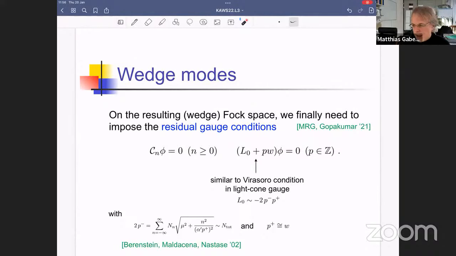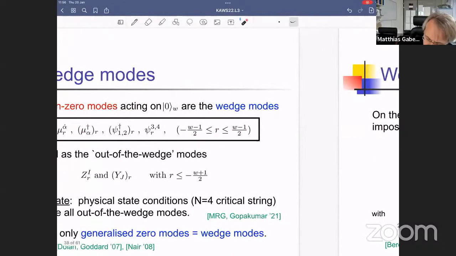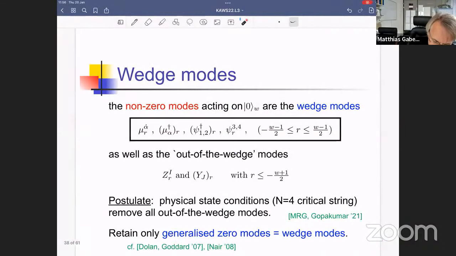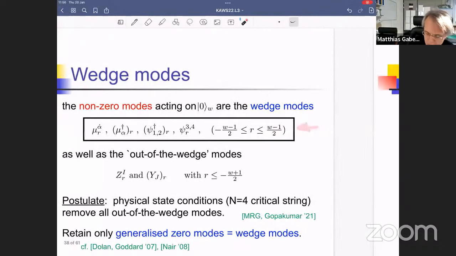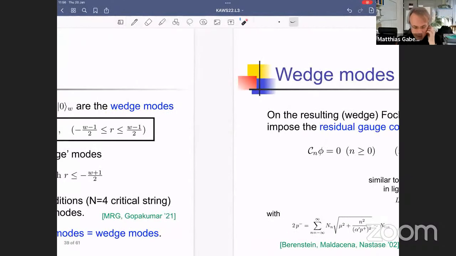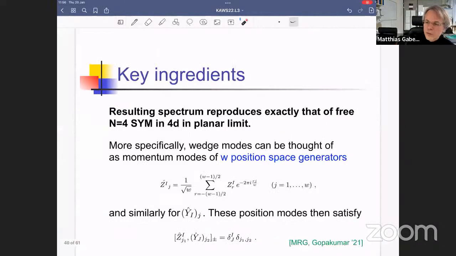Now, the observation, which I think is quite striking, is that if you buy this, if you look at one copy of these modes and you impose this condition and this condition, then you reproduce exactly the single trace spectrum of free super Yang-Mills in the planar limit. That's something we can prove, and that we've checked in enormous detail. This is non-trivial, because in previous attempts of people writing down worldsheet theories, people didn't quite manage to get anything that really looked like the spectrum of free super Yang-Mills.